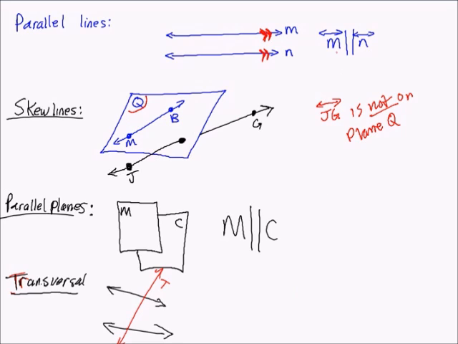One thing I didn't say earlier: when we say parallel lines, the symbol is two lines up and down. Down here, I have plane M and plane C. Plane M is parallel to plane C. And then transversal, I have two lines, and then the red line. So we would say line T is a transversal. You really need to get familiar with this term right here.